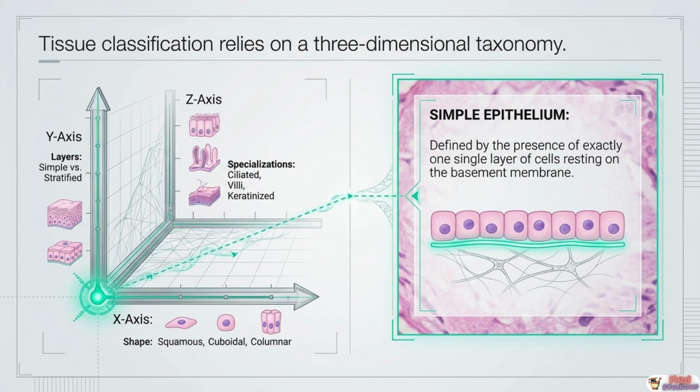The third dimension, the z-axis, describes specialized surface modifications or functional adaptations, such as cilia on the apical surface, microvilli forming a brush border, or the process of keratinization in surface skin cells. Today's focus is simple epithelium, exactly one single layer of cells, all resting directly on the basement membrane. Every single nucleus you see in a section of simple epithelium should be at approximately the same height. There are four major types of simple epithelium: simple squamous, simple cuboidal, simple columnar, and pseudostratified columnar. We will now examine each one in detail.